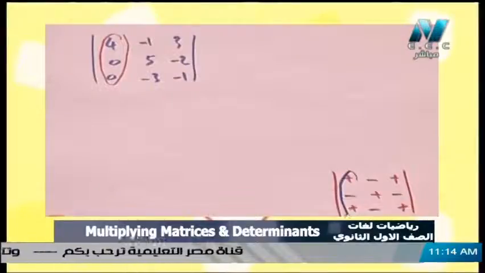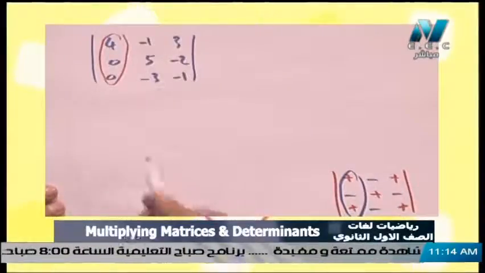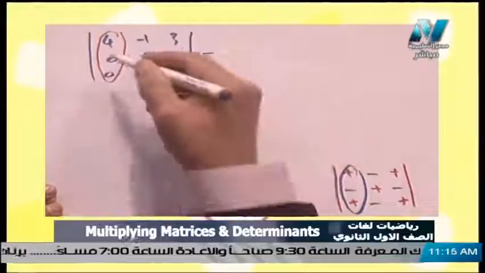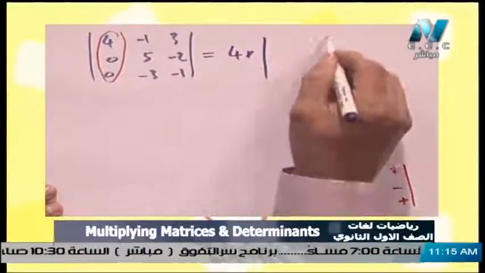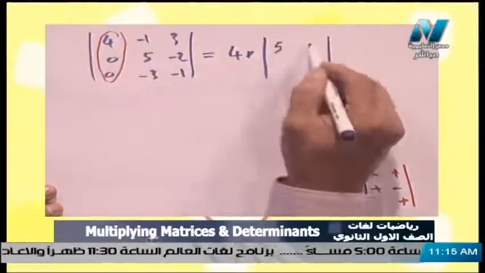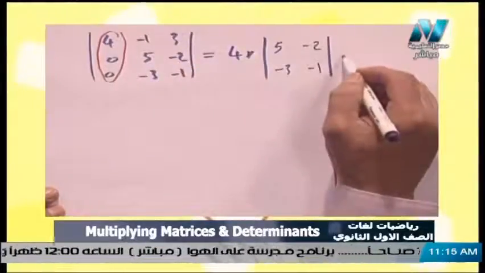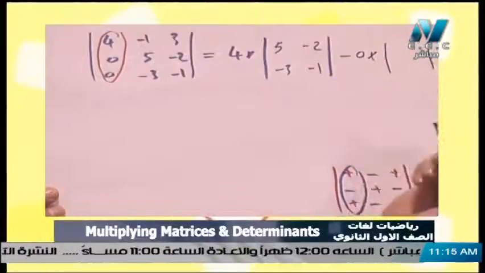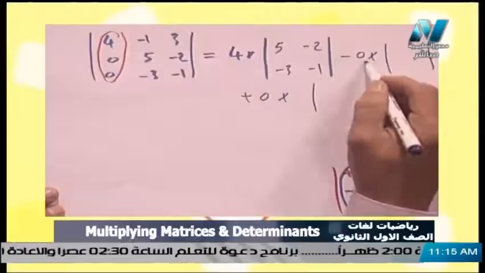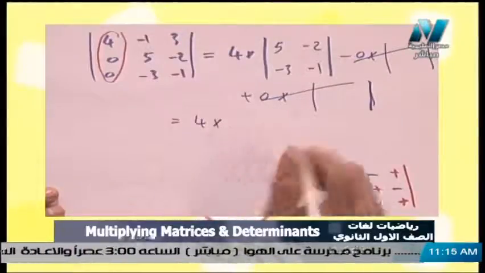So if we will use this column, the first will be positive, second negative, and third will be positive. So, okay, we will use this one 4 times. 4 times what? We will cancel its row and its column. It will be 5, negative 2, negative 3, and negative 1. We have here zeros, so we can put minus 0 times determinant plus 0 times another determinant. If we write them and find them multiplied by 0 will be 0. So we can cancel this part.